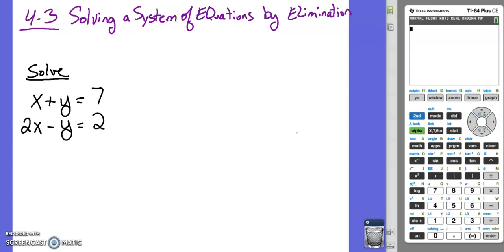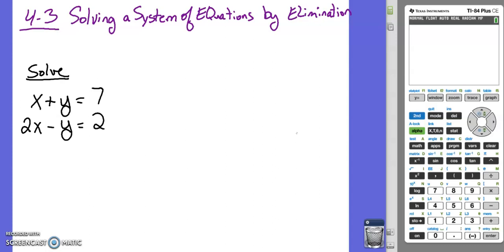All right, this is 4.3, solving a system of equations by a new method called elimination. First, we talked about solving a system of equations by graphing. We graphed one line, we graphed the other line, and we found the point of intersection. That's what solving a system means. You have more than one equation, and you want to find the point of intersection. So the first section we talked about graphing, and we graphed the two lines and found the point of intersection.